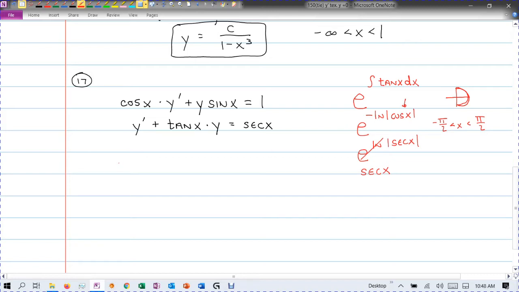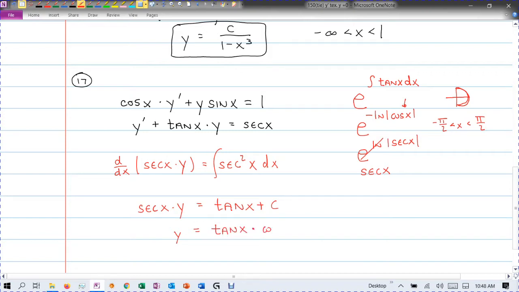Now we come over here, we know that this is going to be d dx of our integrating factor, secant x times y, and then equals, we have to multiply secant x by secant x, so it's secant squared x. That's nice because when we integrate that with respect to x, the antiderivative of secant squared x is just tangent x plus c, and then we divide everything through by secant x. So tangent x divided by secant x is the same as multiplying by cosine x, then plus c over secant x, which is the same as multiplying by cosine x.